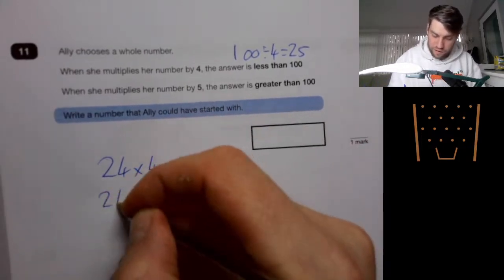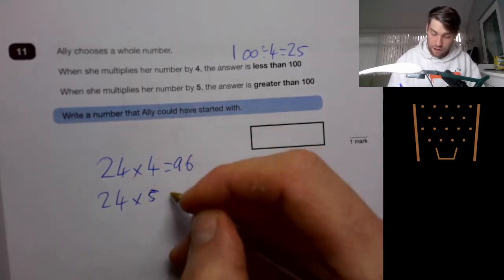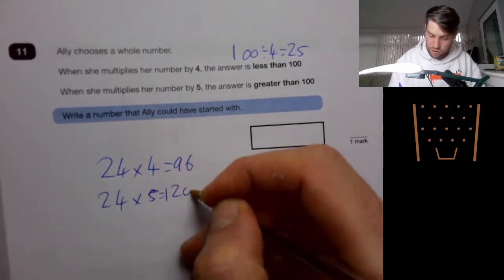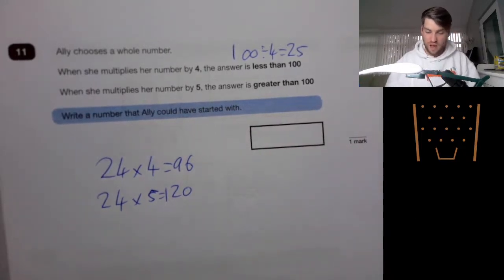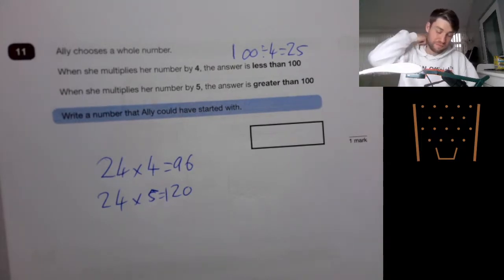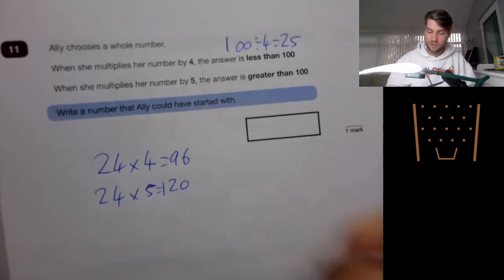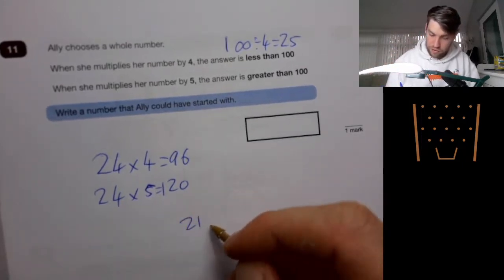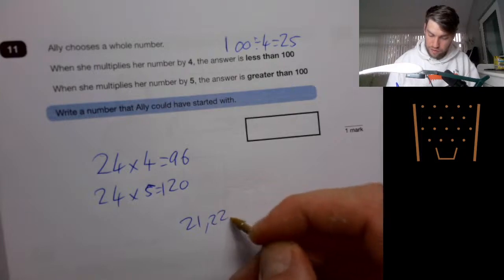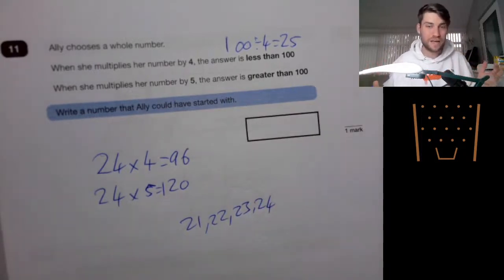And 24 multiplied by 5 is going to get me 120. Yeah? There's probably a few more answers. You probably have 23, 22, 21. Yes, you could have 24, 23, 22, or 21. 20 wouldn't work because 20 times 5 is 100. So you could have 21, which should work, 22, 23, and 24. Yeah, 4 different answers you could have.